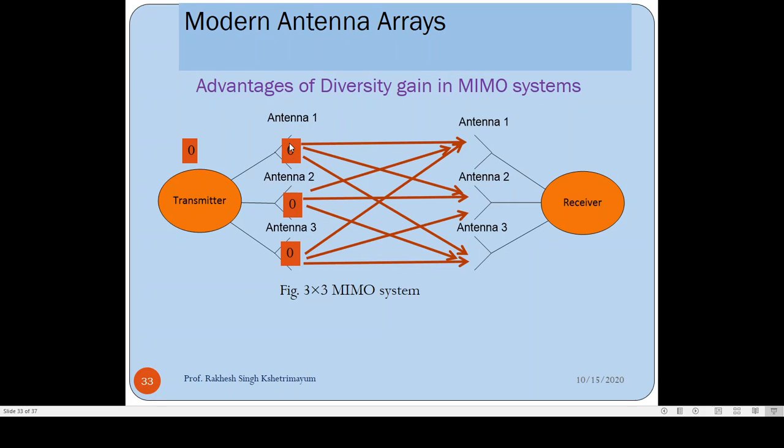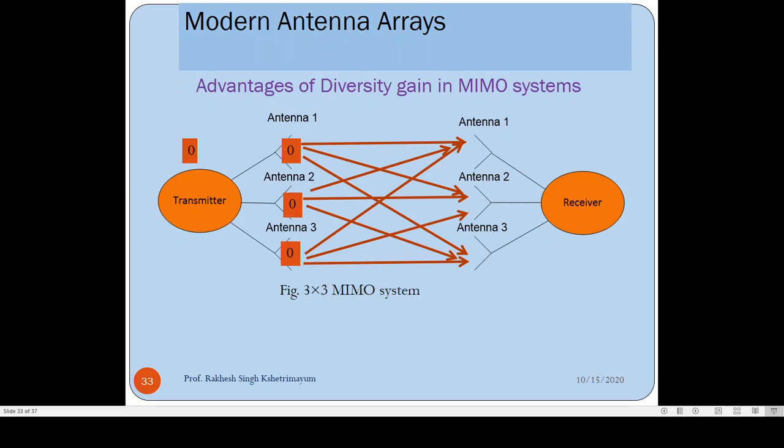Similarly here also, I want all these paths to be independent. The signal which has gone through one path and the signal which has gone through another path should not be correlated. So I want maximum independence of all the paths here. So the idea of designing a MIMO antenna array is going to be different.